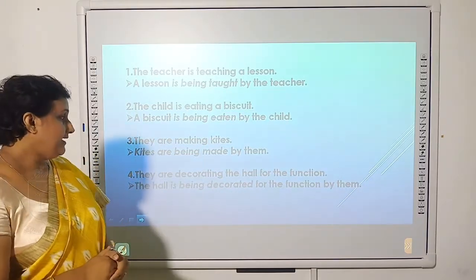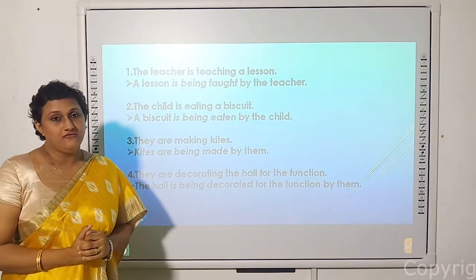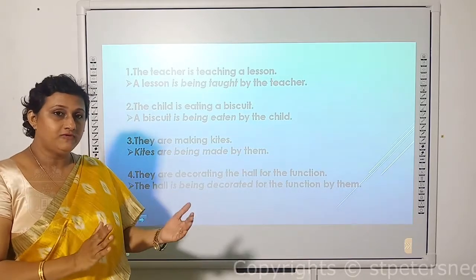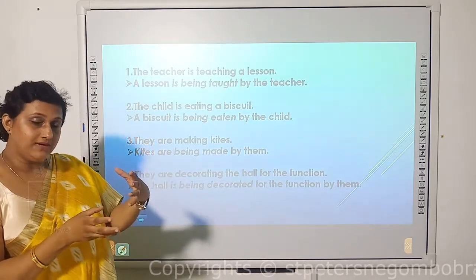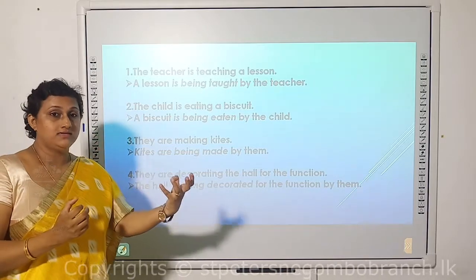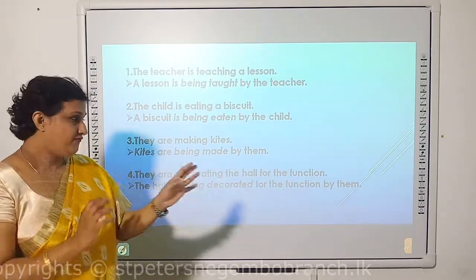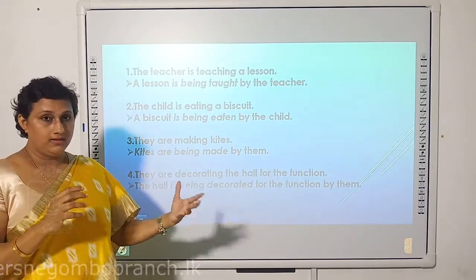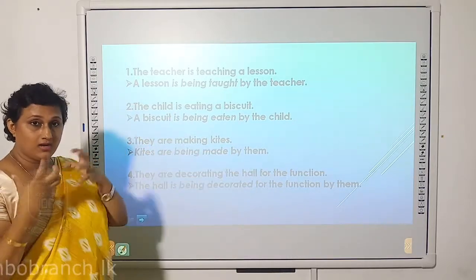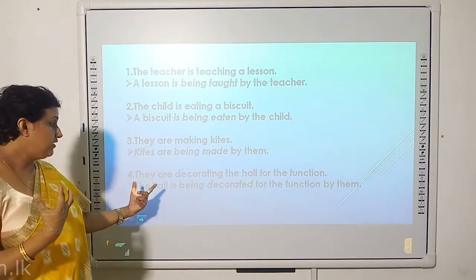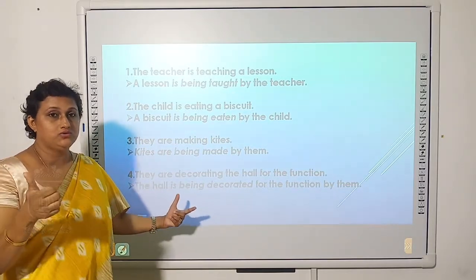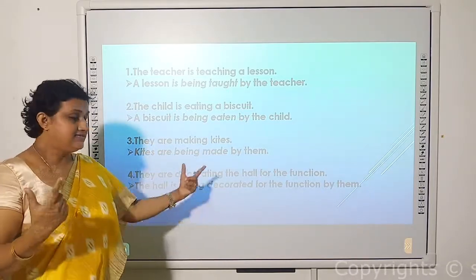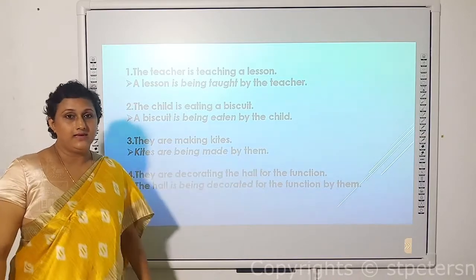Moving on to the last one. They are decorating the hall for the function. What is the verb? Are decorating. Who is decorating? They. They are decorating what? The hall. For the function is the rest of the stuff, right? The hall has to come to the top. So the hall is singular, so you have to use the auxiliary verb is. The hall is being decorated for the function by them.